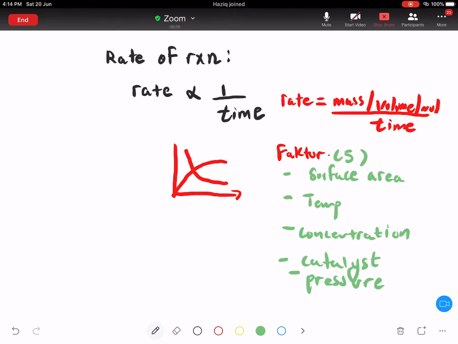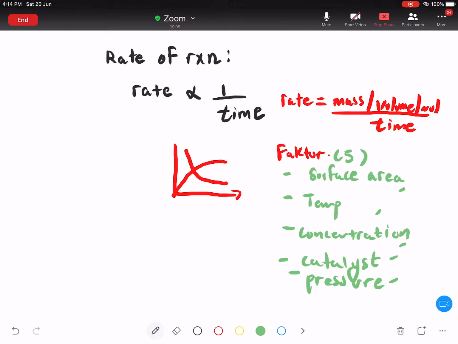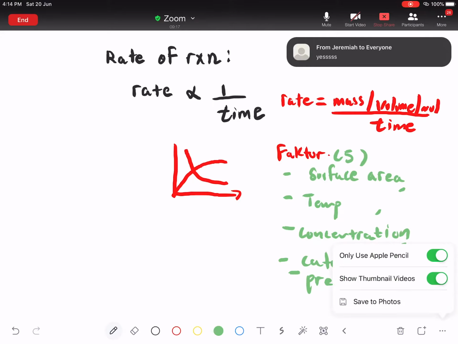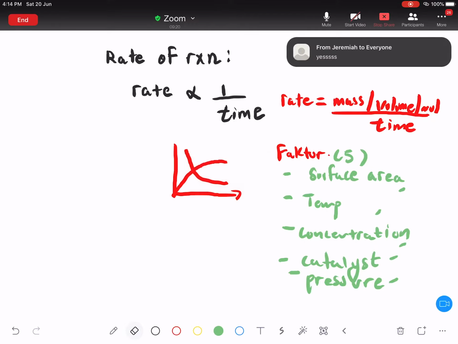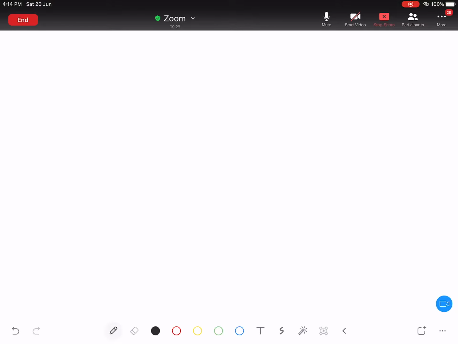Now today, guys, I'm going to teach you the experiments one by one. Are you ready, guys? Who wants to do it? Okay, screen capture. I'm going to erase this. Okay, now the first factor is surface area, or in Malay, luas permukaan.